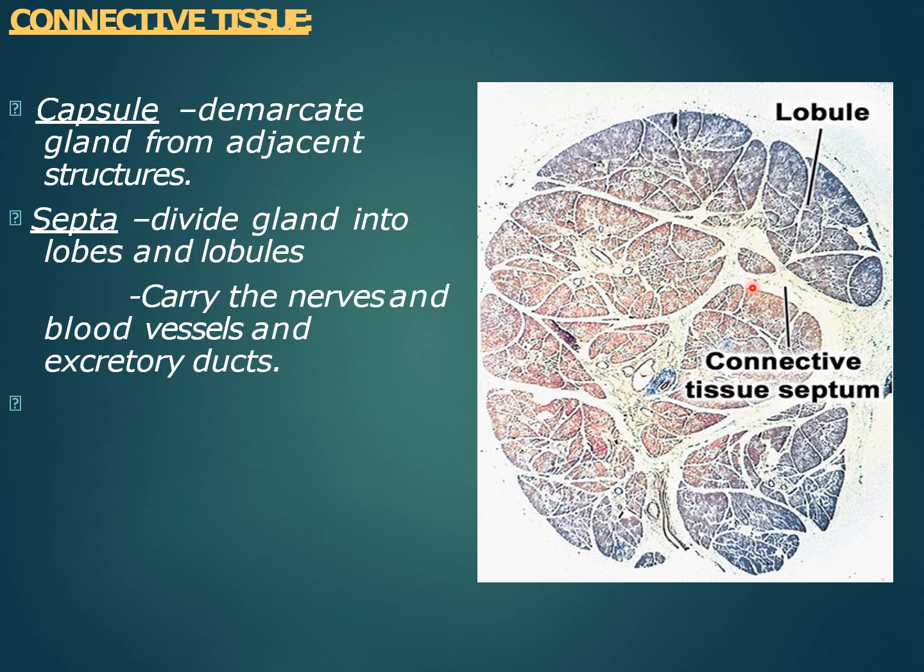Here you can see a connective tissue septum. This is the septum. This septum extends into the gland, dividing it into lobules. This is one lobule, another lobule, an adjacent lobule, like that. Inside the lobule you can see small lobules.